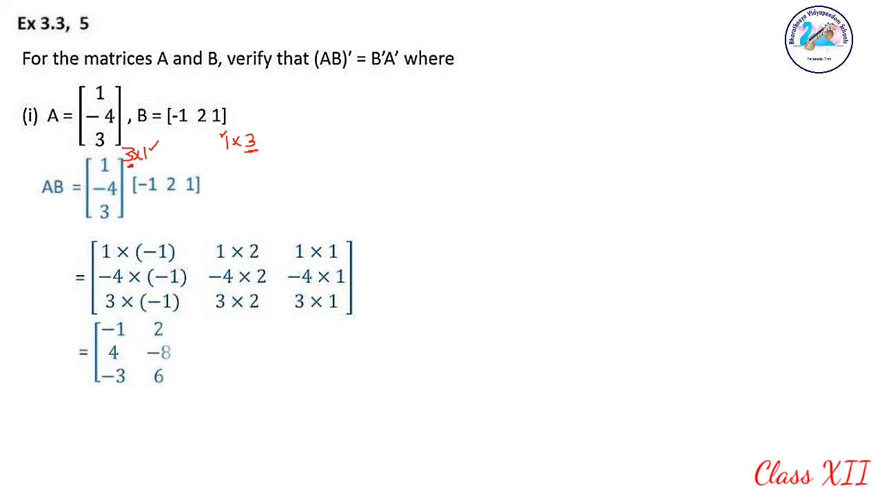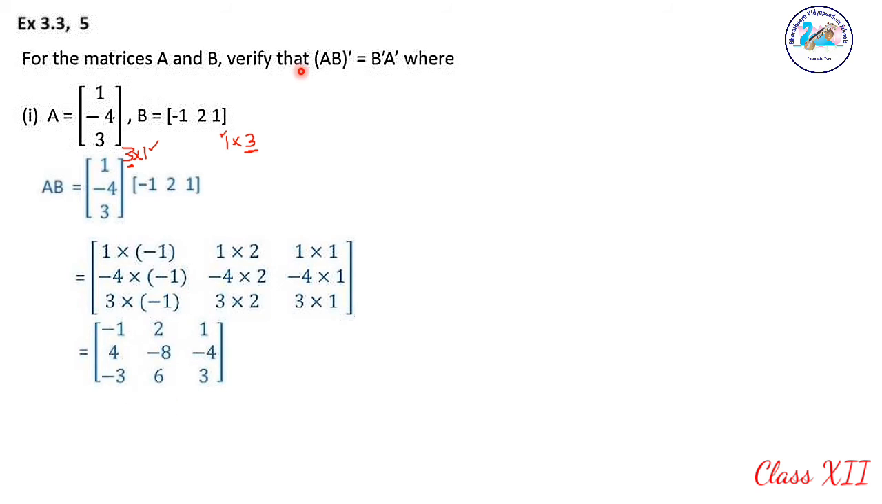Then just write the answer. 1 into -1 is -1. 1 into 2 is 2. 1 into 1 is 1. Minus into minus is plus 4. -4 into 2 is -8. -4 into 2 is -8. -4 into 1 is -4. 3 into -1 is -3. 3 into 2 is 6. 3 into 1 is 3. So this is our AB.